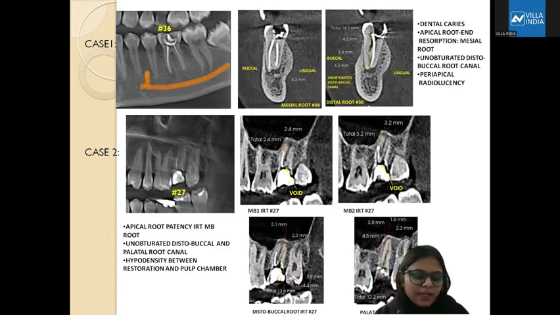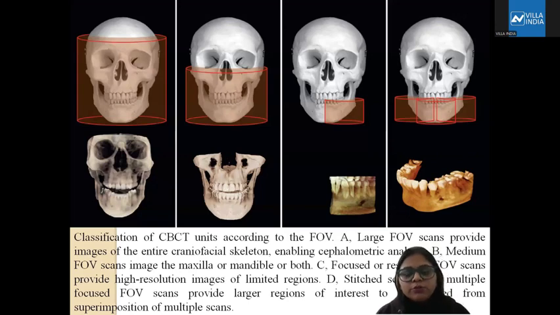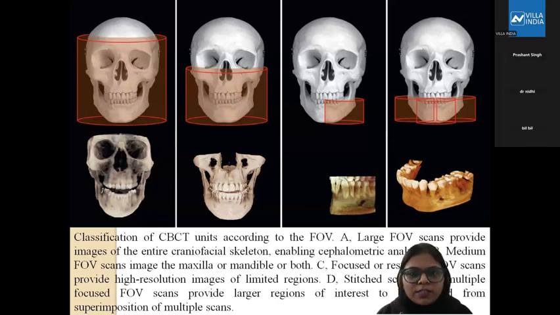Now the ALARA principle, as low as reasonably achievable, that was for the radiation dose, is replaced with ALADA, as low as diagnostically acceptable. The CBCT provides dimensionally accurate images with very little superimposition of the different anatomical structures, including the zygomatic arch. So we'll discuss the cases in detail later on. So first we'll go to the CBCT. In the CBCT, there are different FOVs.